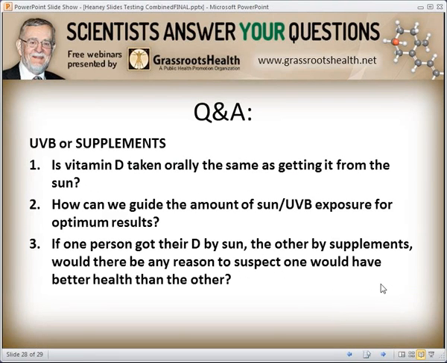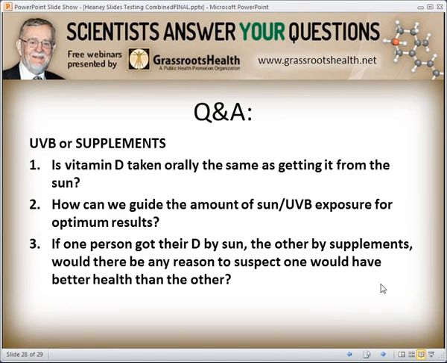All right. And UVB and supplements. Is vitamin D taken orally the same as getting it from the sun? We think so. There is one study that suggests otherwise, but the routes and types of vitamin D were so different by the 2 routes that I don't think the study tells us very much. But if you hear somebody saying that, say there was a study, well, there was one, but I don't think it really enlightened the topic. Most of the evidence that we have suggests that the 2 routes are about the same.